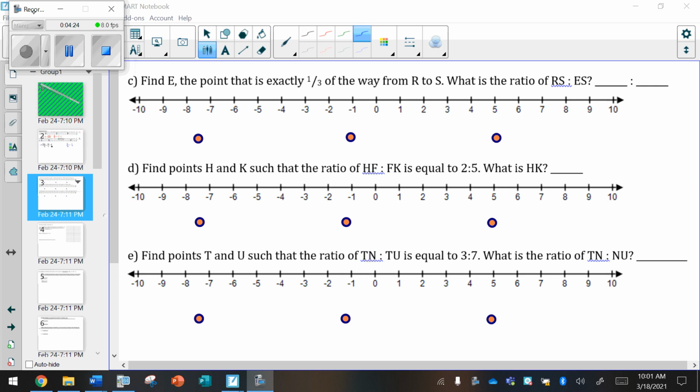Okay, so for letter C, find point E that is exactly 1/3 of the way from R to S. What is the ratio of RS to ES? So we're looking for point E. Point R is going to be at -4.